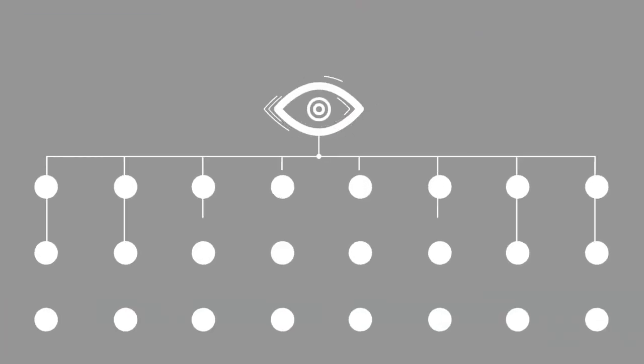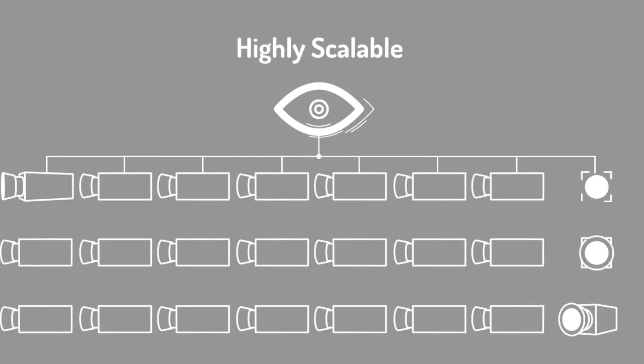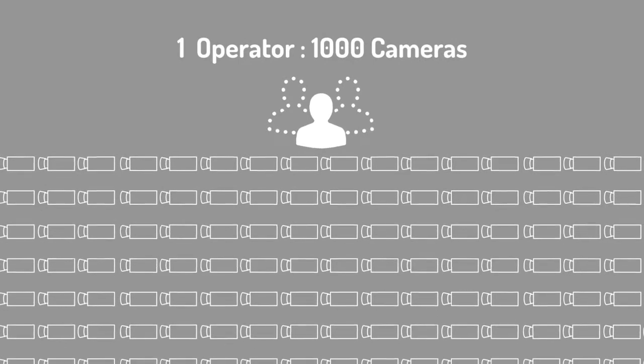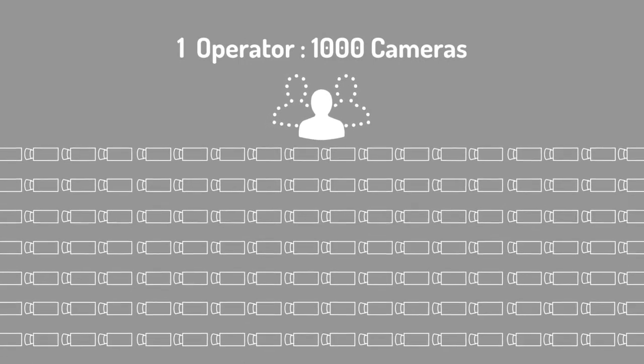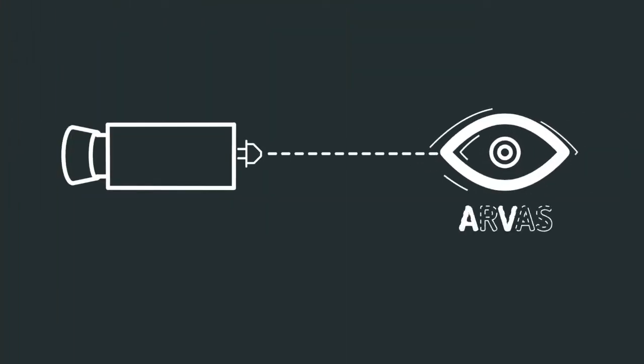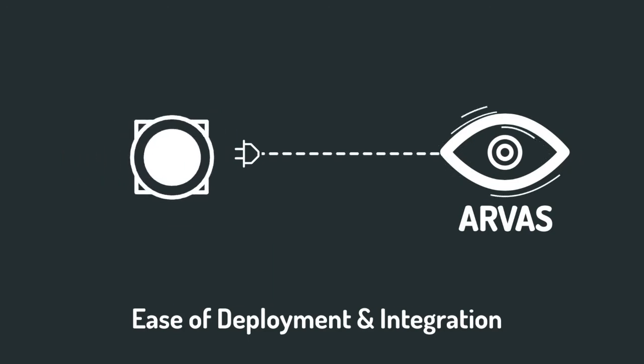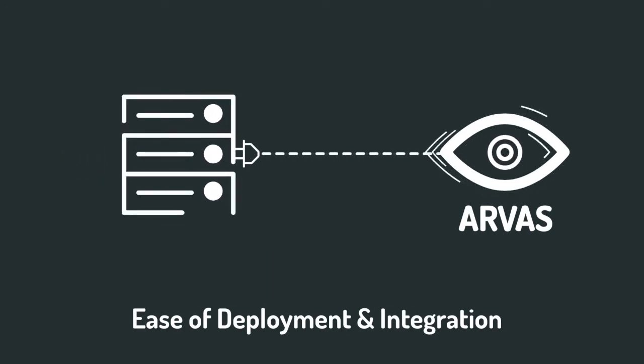ARVAS can be quickly set up for thousands of cameras and significantly reduces the time needed for full-scale deployment. As a result, fewer operators are needed to effectively monitor a large number of cameras, leading to high manpower reduction for your company. It can be easily integrated with different video management systems and rule-based analytics, enhancing existing surveillance networks.